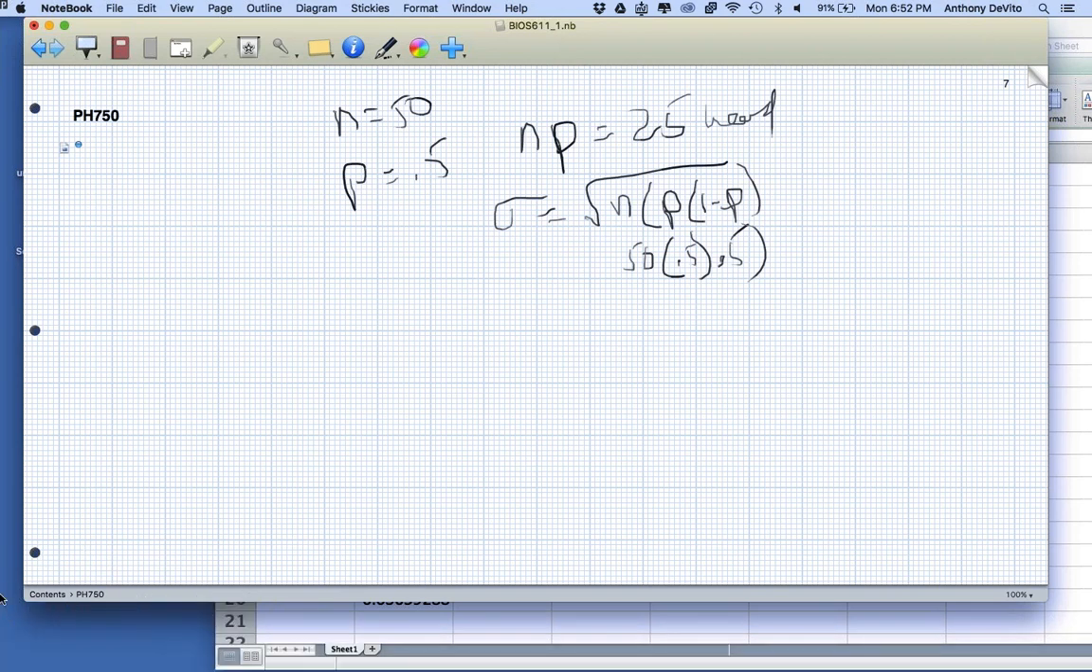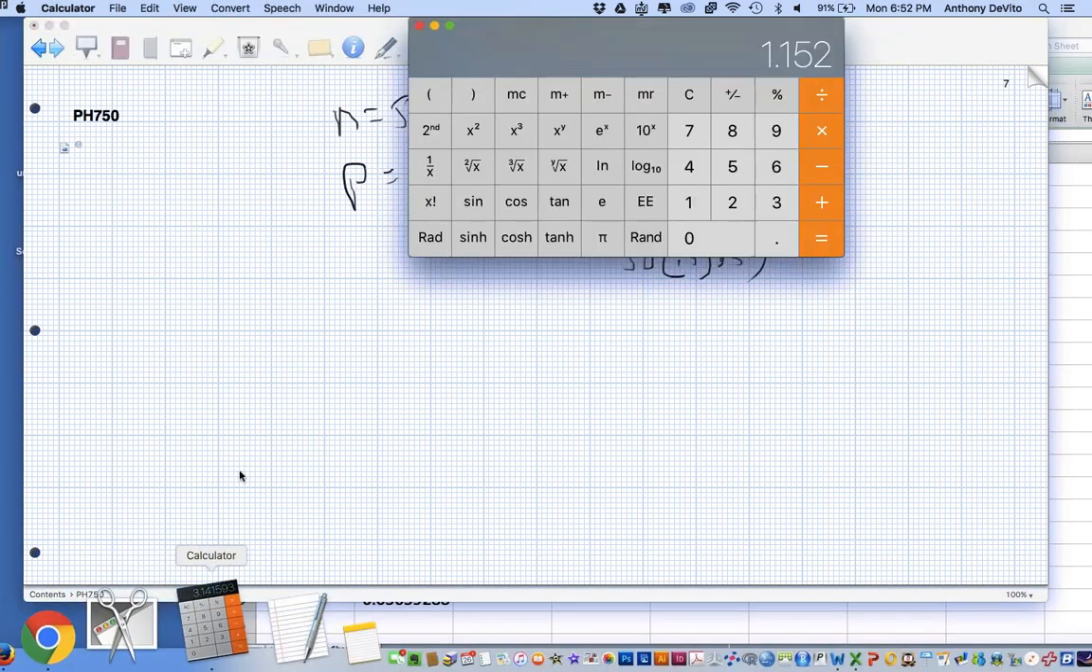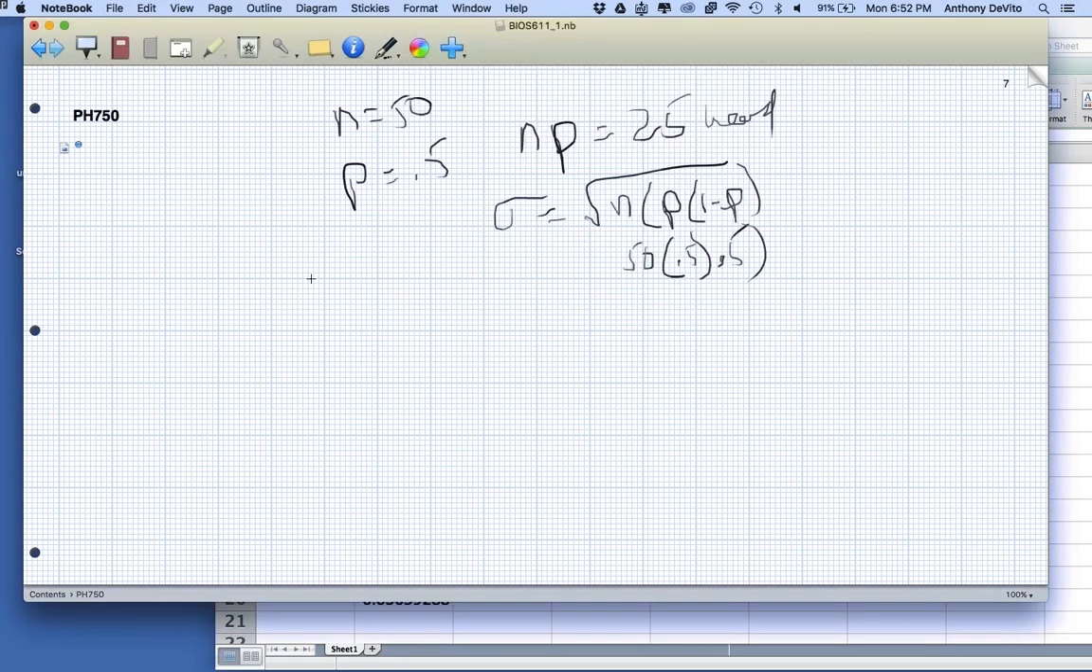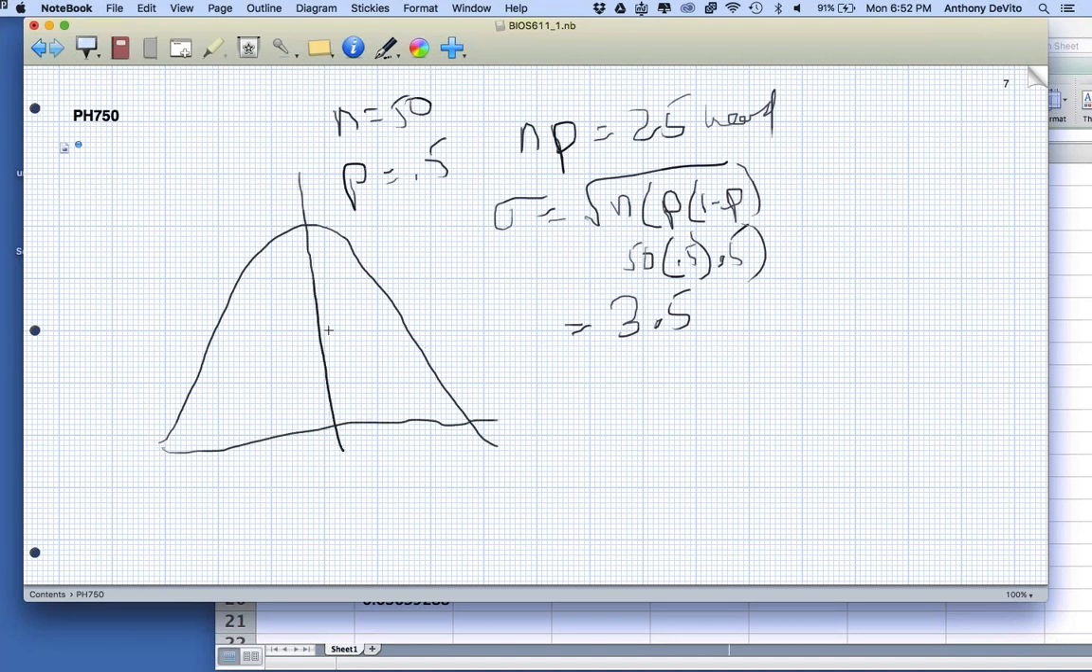0.25 times 50. Right, 0.5 times 0.5 is 0.25. It's equal to 12.5. We're going to find the square root of that, which is 3.5. I'm over rounding a little bit here, but 3.5. Right, what does that mean? That means our distribution of outcomes: if I toss 50 coins, half the time I would get less than 25, half the time I would get more than 25.